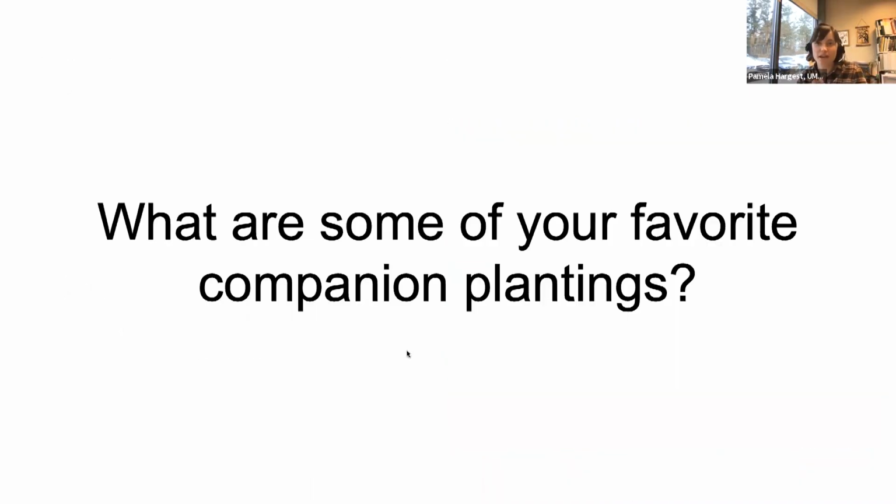So I'd like to start off by asking you all, what are some of your favorite companion plantings? It's okay if you haven't practiced, but a lot of people might have some plants that they like to plant together. A classic example is tomatoes and basil. Maybe you might throw in some marigolds in there. I'm curious if any of you have your favorite go-to companion plantings. Feel free to shout it out or put it in the chat. I'll give you just a second to think about it.